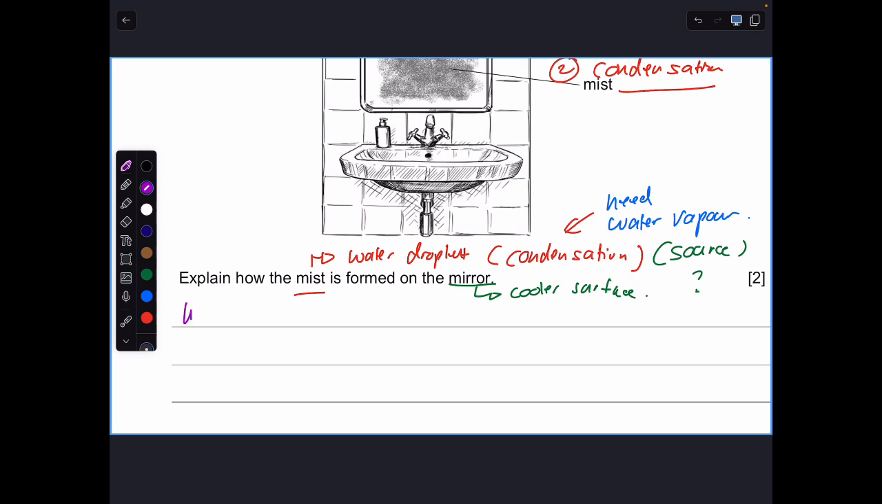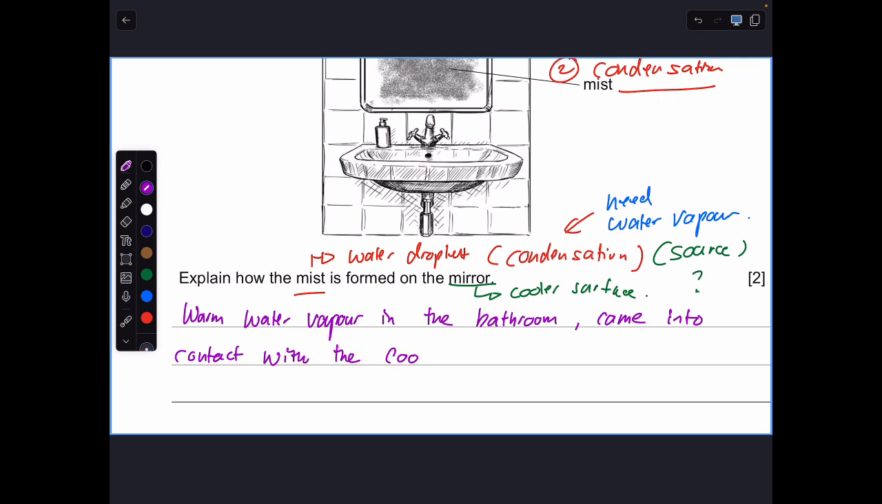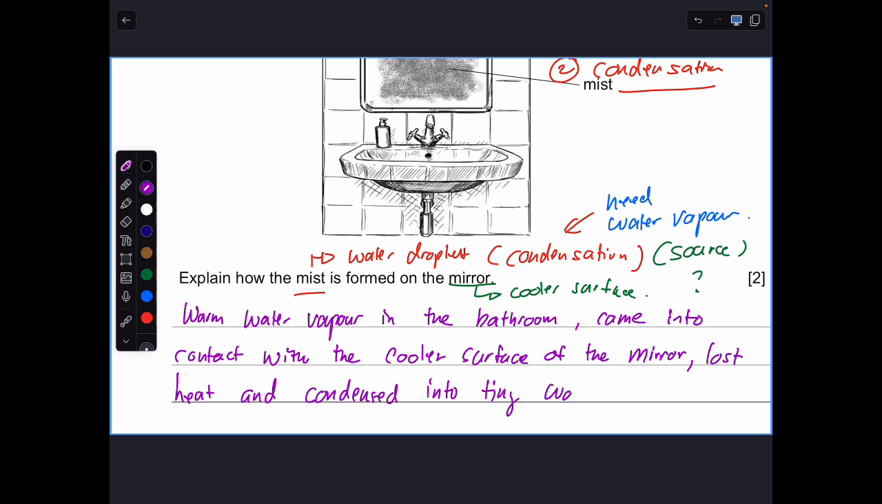So you can just say warm water vapor in the bathroom came into contact or touches with the cooler surface of the mirror, lost heat and condensed into tiny water droplets. This is your mist.